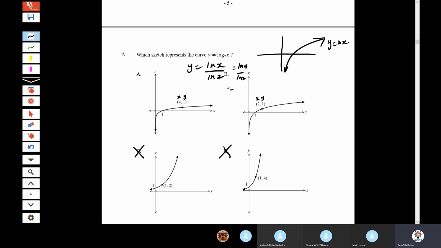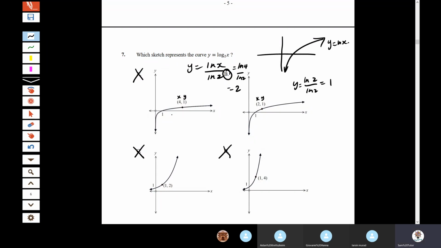ln 4 over ln 2 gives me 2. So y equals 2 when it's log 4. So we know this can't be the answer. But let's just make sure this one works. Log 2 on log 2 is 1. So therefore, B must be the answer. And that would be the graph. All I did there, I just subbed in x is 2 to check if the y values work.